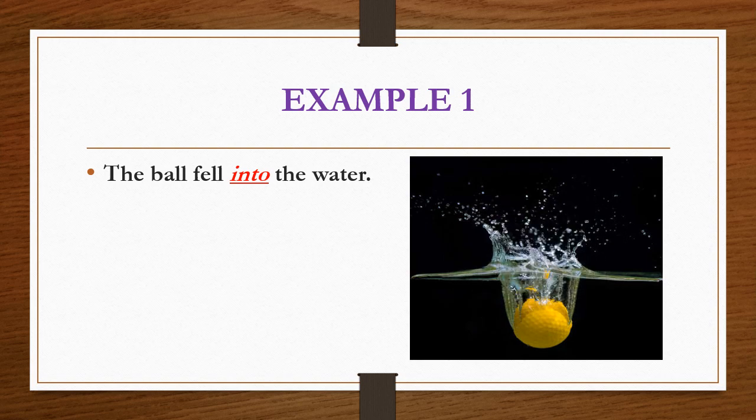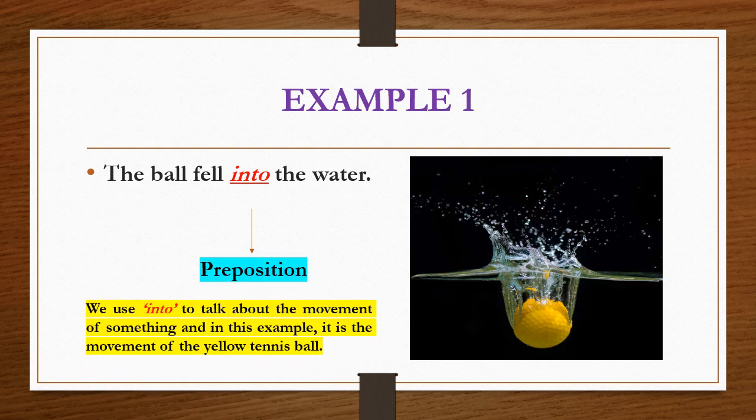The first example is: the ball fell into the water. As you can see in the sentence, the word into is in red and is written in italics, and the word is a preposition there. The reason why we have used the word into in this example instead of using in is this. We use into to talk about the movement of something, and in this example it is the movement of the yellow tennis ball. That's the reason why we use into and not in.